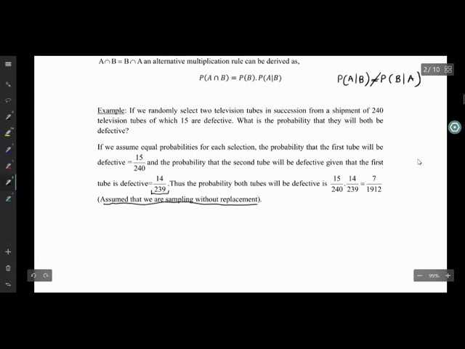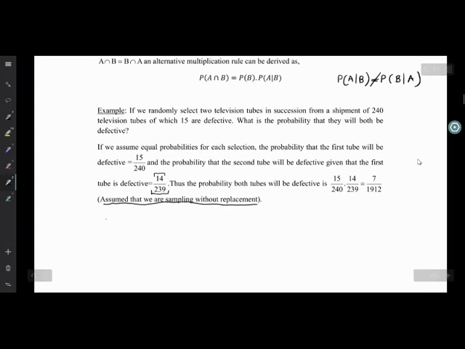If we selected a defect from the first pick, now we have only 14 defects in the sample space. Therefore, the probability of selecting the second also a defect, knowing that the first was also a defect, will be 14 divided by 239. Then the probability that both will be defects will be, according to the multiplication rule, 15 over 240 times 14 over 239. If you multiply these two, you will get 7 over 1912.